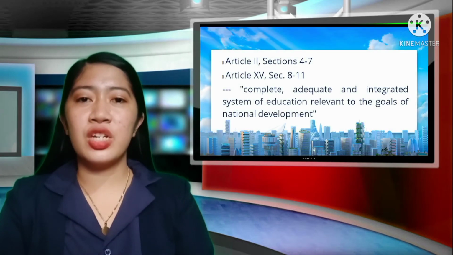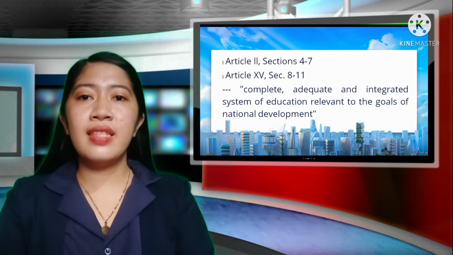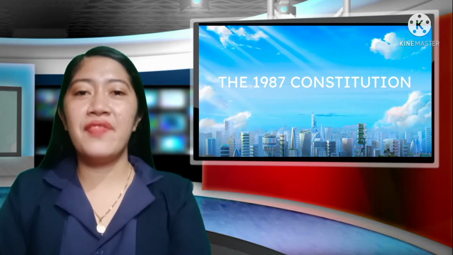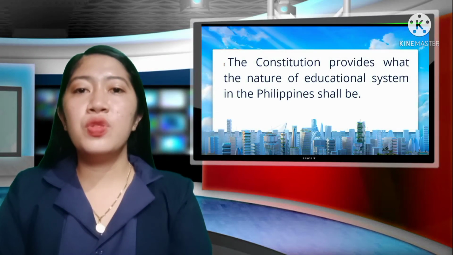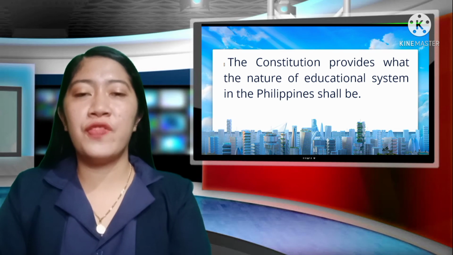Article 15, Section 8 to 11. Complete, adequate, and integrated system of education relevant to the goals of national development. Next is the 1987 Constitution. The Constitution provides what the nature of educational system in the Philippines shall be.